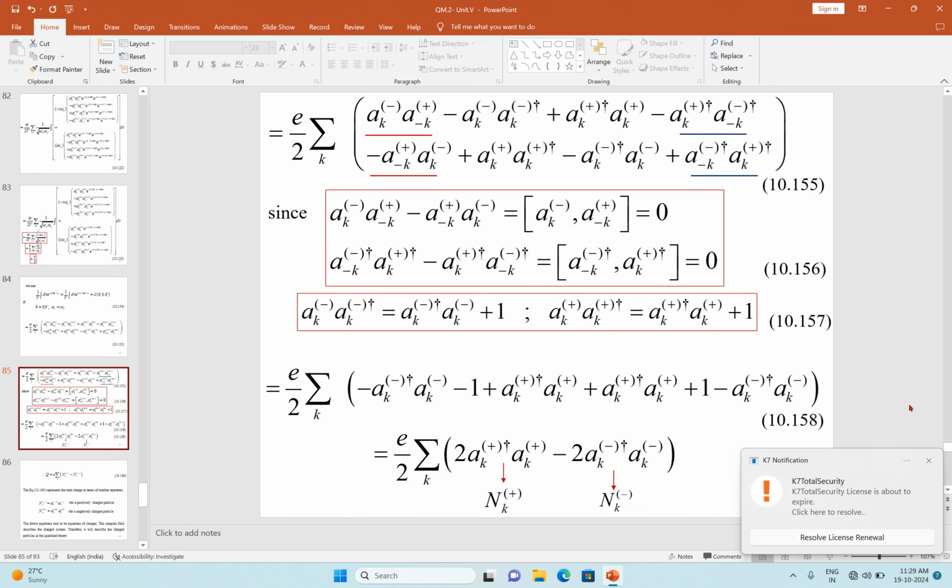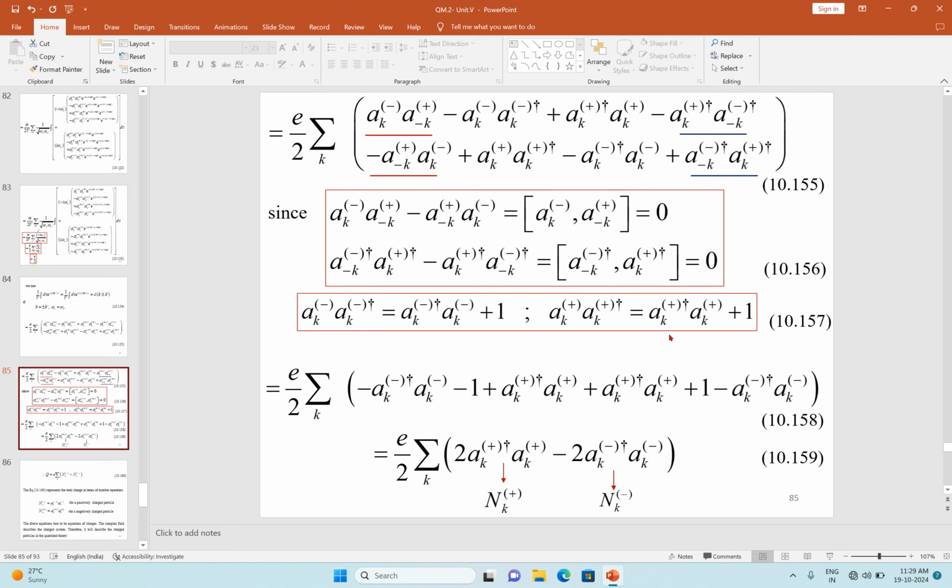Now we'll go for the second term. You look at the second term, which can be written as ak minus dagger, ak minus plus 1. We can use this formula. Similarly, ak plus dagger can be written as ak plus dagger, ak plus 1.